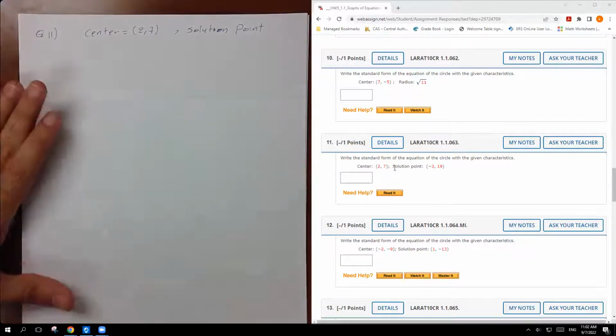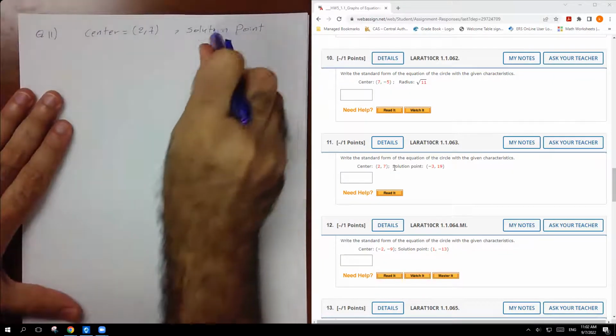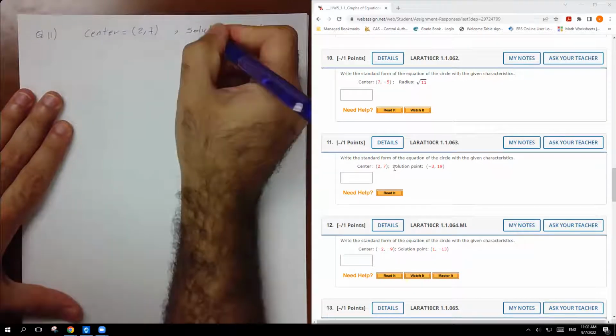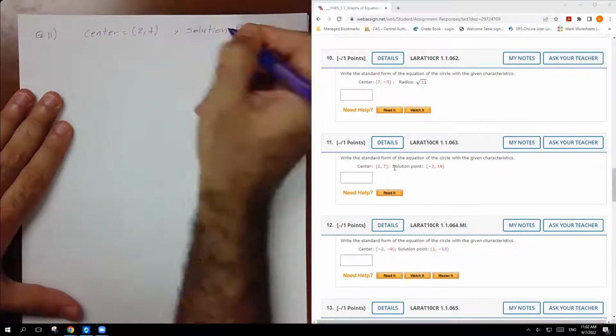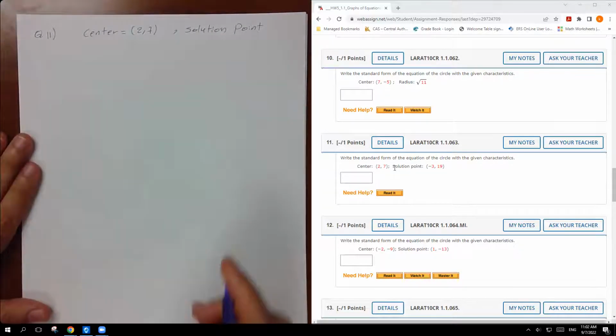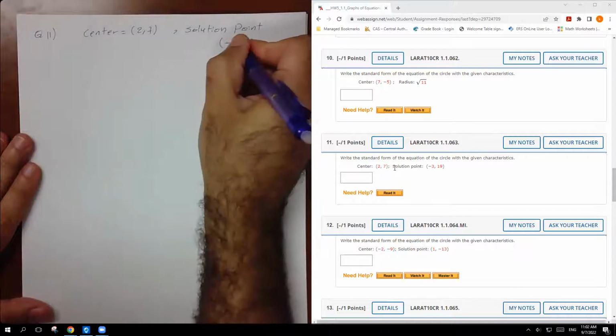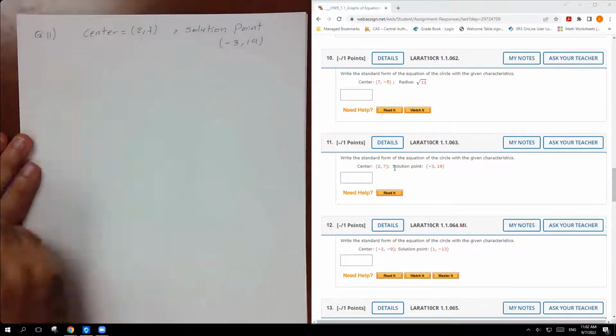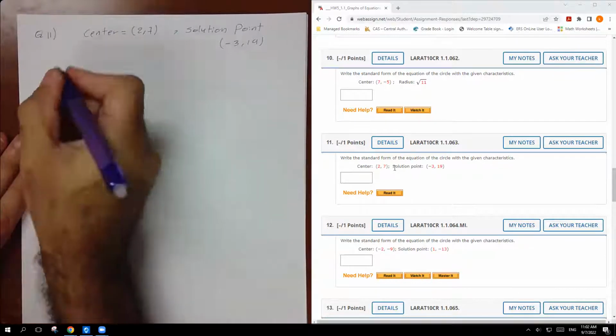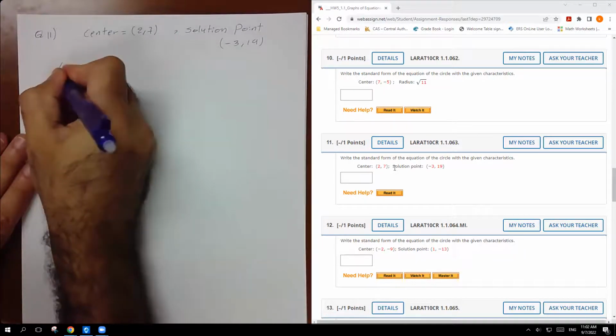So we have a solution point and the center. How are we going to work on this one? Here's the thing. The solution point is (-3, 19). The first thing I'm going to start with: I have a center, so I need to write down the equation of the circle. I'm going to write down the formula of the standard form.